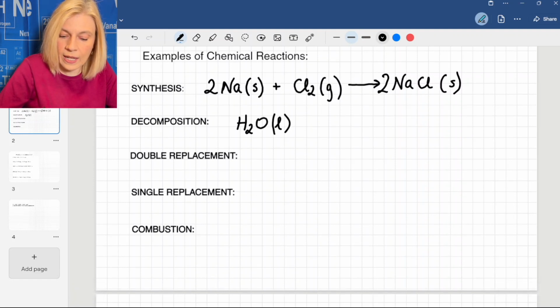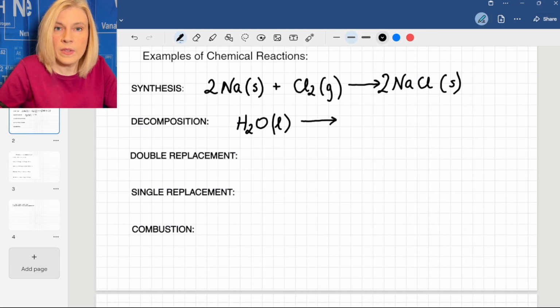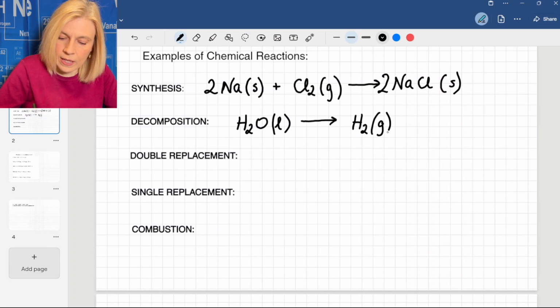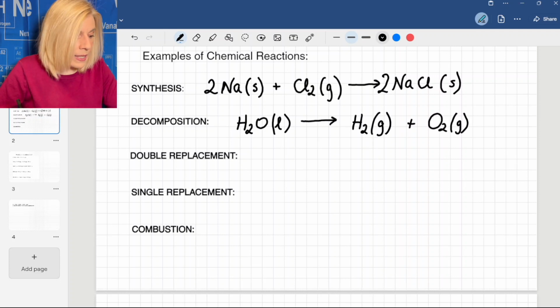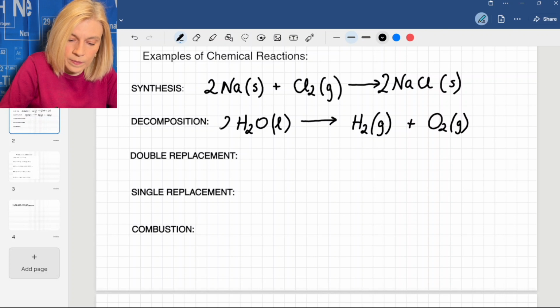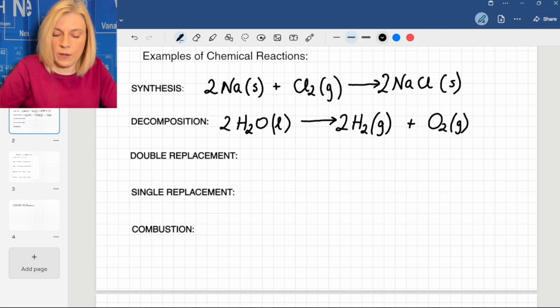And we can put electricity through it. We can do electrolysis. We can break it apart into its elements: hydrogen gas plus oxygen gas. Now we do have to balance this chemical reaction. So here we go, I needed to have 2 oxygens and now hydrogens.